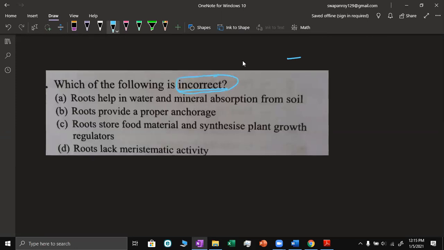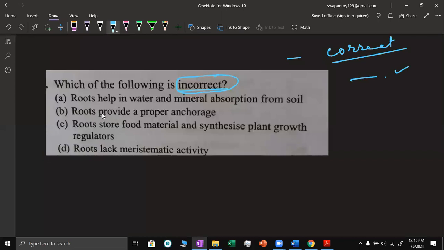Here it is incorrect. Some questions ask which one is correct. So incorrect, correct, or sometimes what we miss is that we read the entire question but the last word we do not read properly, and then we make a mistake. So you have to be very careful about those things.